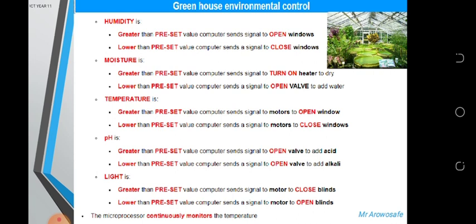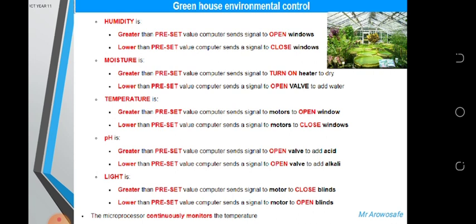Vice versa, or the opposite. The moisture now: if moisture is greater than preset value, computer sends signal to turn on heater to dry. So it means here now there is a lot of water. There's a lot of water here. So the water is too much here because the moisture is greater than the preset value. So we need the heater to dry the water a bit.